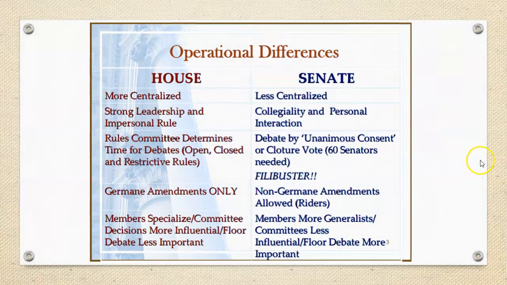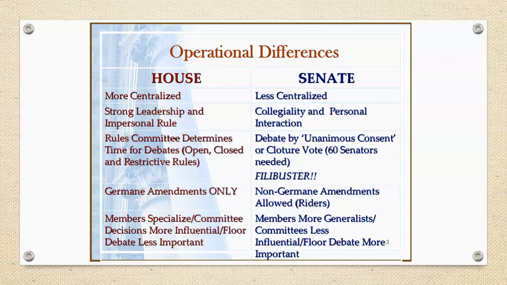Okay, the House is more centralized. The Speaker of the House runs the House of Representatives. We'll talk about that person in just a second. That person has a lot of power in the House of Representatives. They're very centralized. The power comes from the Speaker of the House.